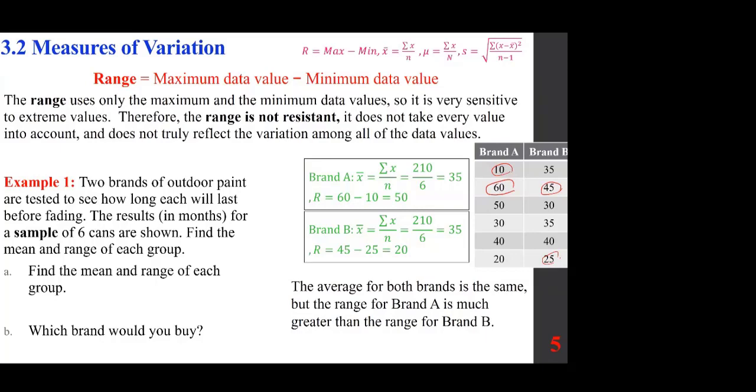So which one would you buy? What do you think, class? Brand B, I would pick brand B because you know what you would get. You might have a 10-year one with brand A or a 6-year one, but you don't know. Absolutely. It is more consistent. It's all about consistency. According to this calculation, brand B is more consistent.